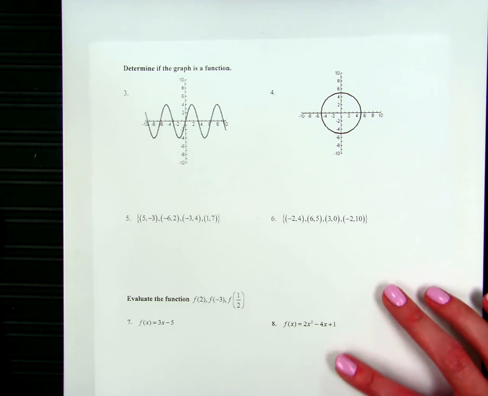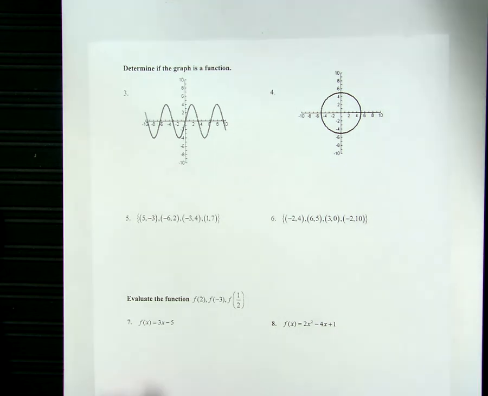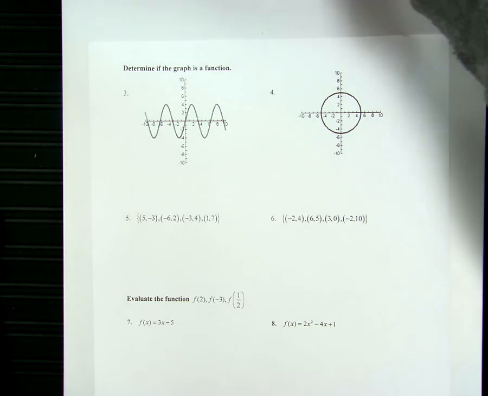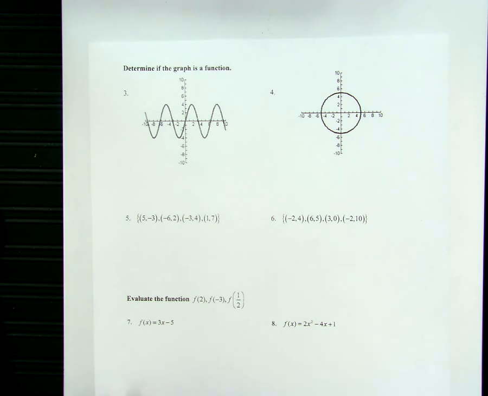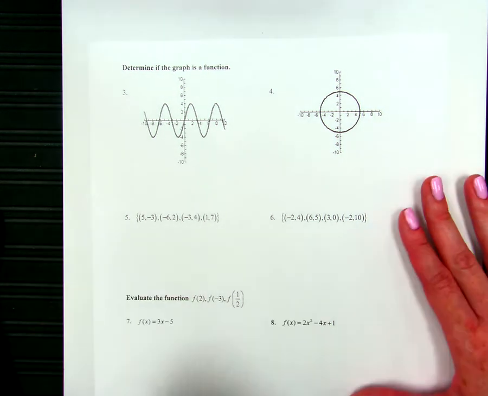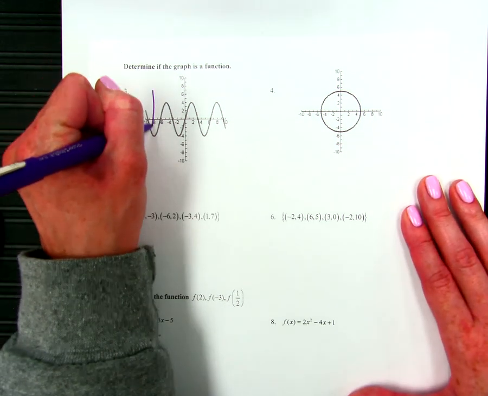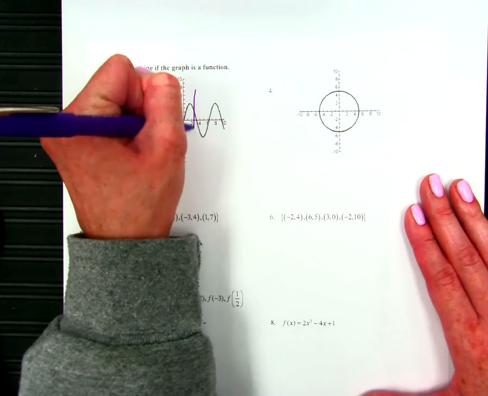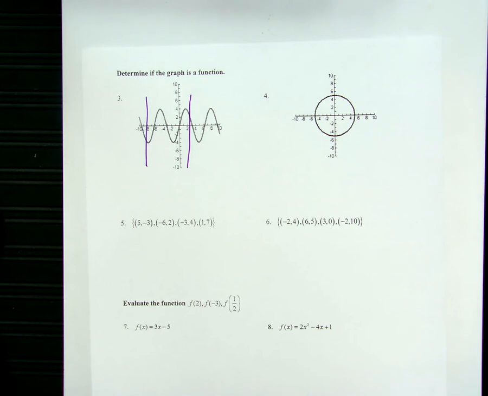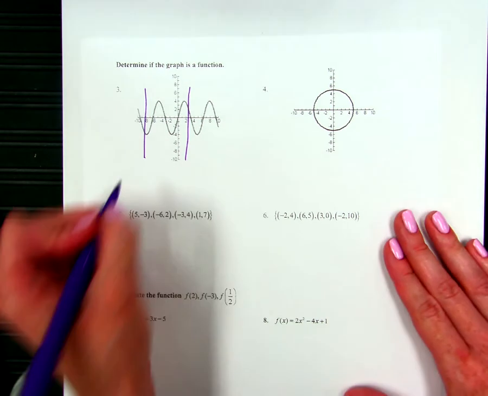Flipping over to the back, number 3 is asking us to determine if the graph is a function. So if you remember back from your notes, we said that we were going to use the vertical line test to determine if our graph is a function. So I'm going to draw on a vertical line here, maybe draw on another one here, and then I'm going to circle how many places that line touches my graph.